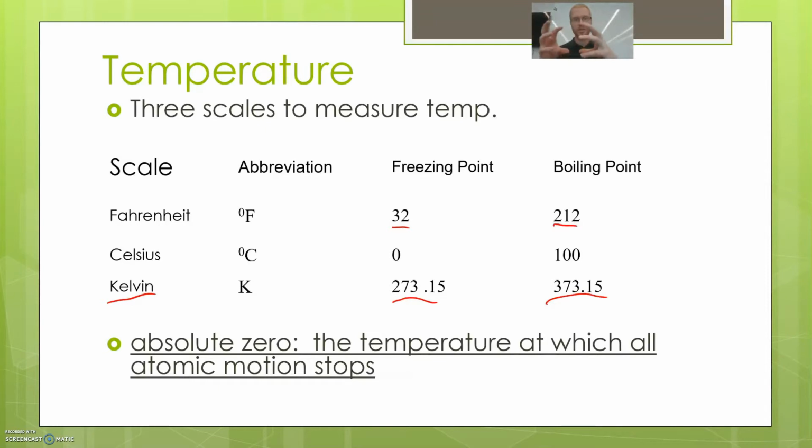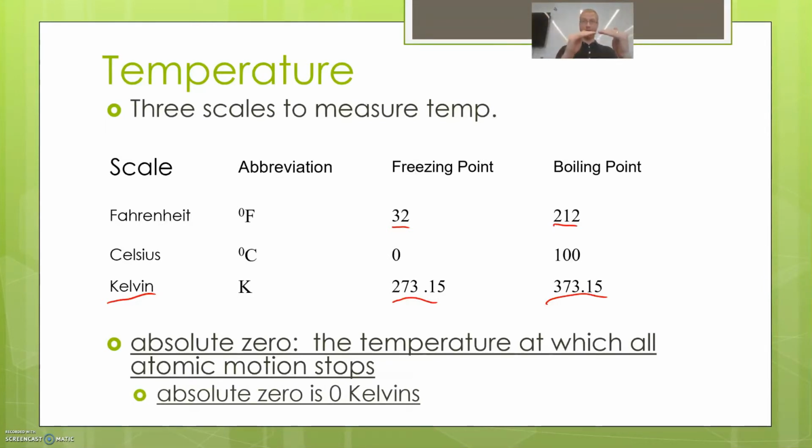Their kinetic energy decreases. Well, it stands to reason that at some point they would stop moving, okay? That point is referred to as absolute zero. Okay, absolute zero is the temperature at which all of that random atomic motion stops. Okay, and so absolute zero is 0 kelvins. Now, can you move slower than stopped?